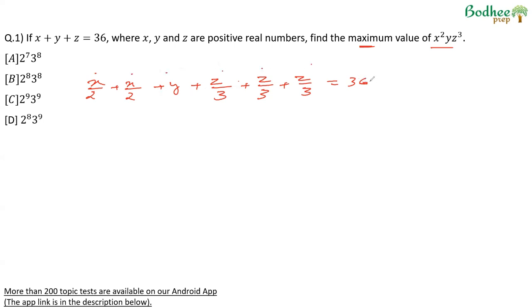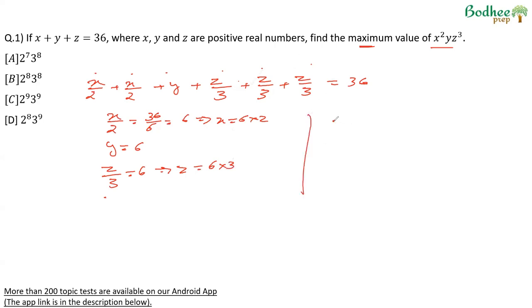So, if each of the terms is equal, x by 2 will be equal to 36 by 6, which is 6. Y will be equal to 6. From here I can write x is equal to 6 into 2. Z by 3 will also be equal to 6, so z will be equal to 6 into 3. And therefore, if I have to find the maximum value of x square, y, z cube, we substitute these values. X is 6 into 2 square, y is 6, z is 6 into 3 cube.